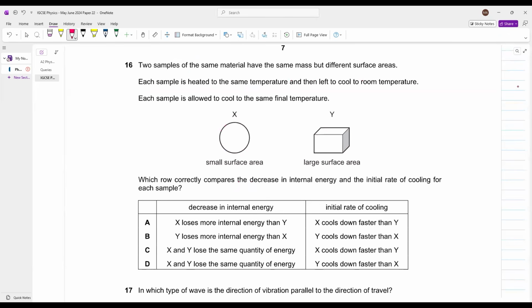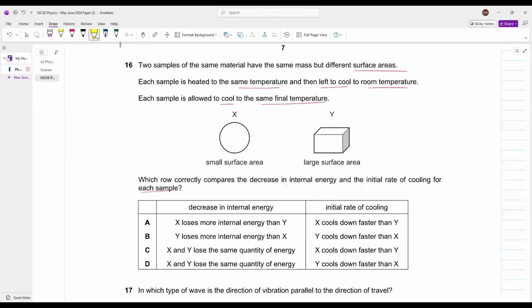Two samples of the same material have the same mass but different surface areas. Each sample is heated to the same temperature and then left to cool to room temperature. Each sample is allowed to cool to the same final temperature. Which row correctly compares the decrease in internal energy and the initial rate of cooling for each sample?